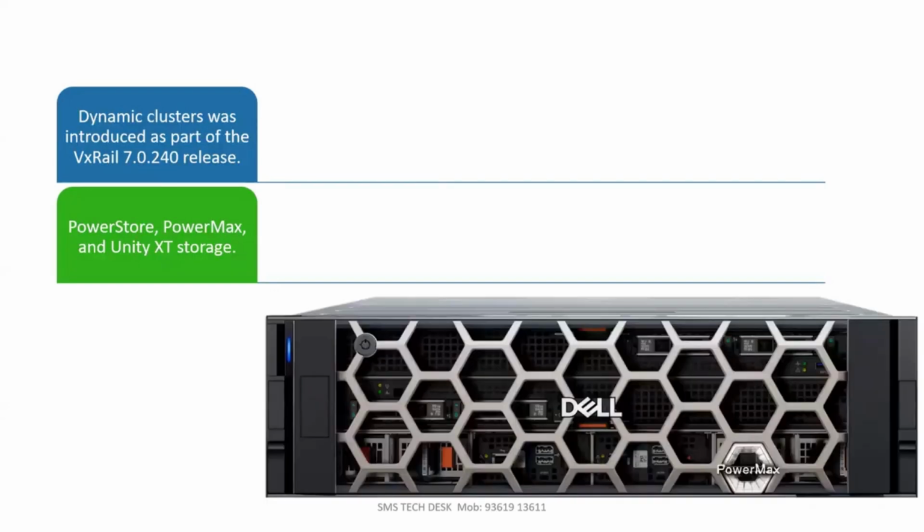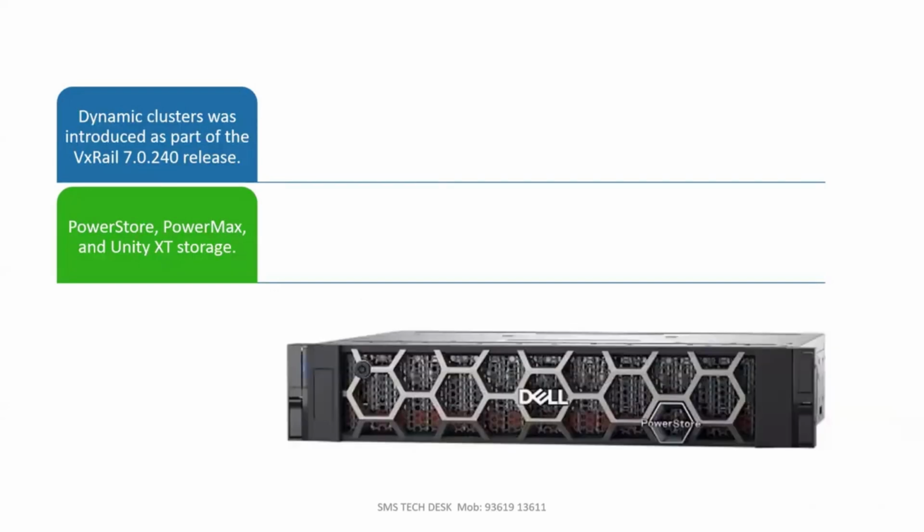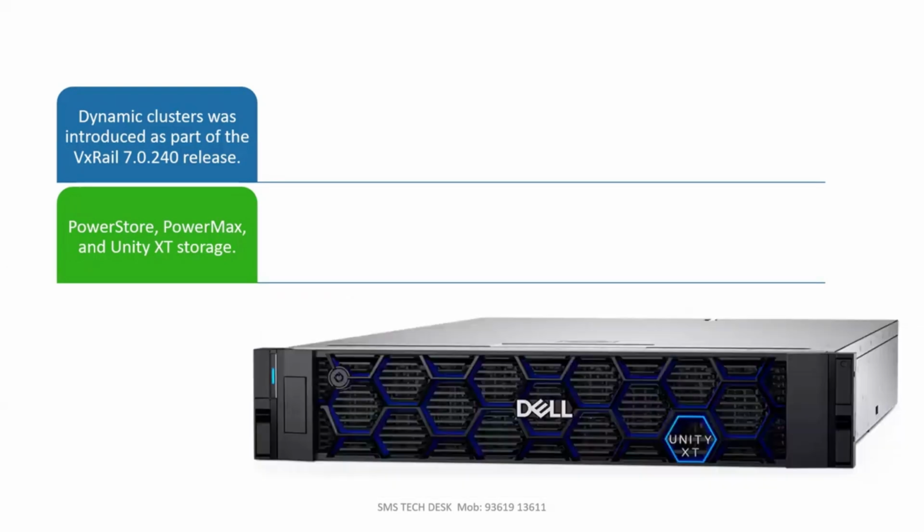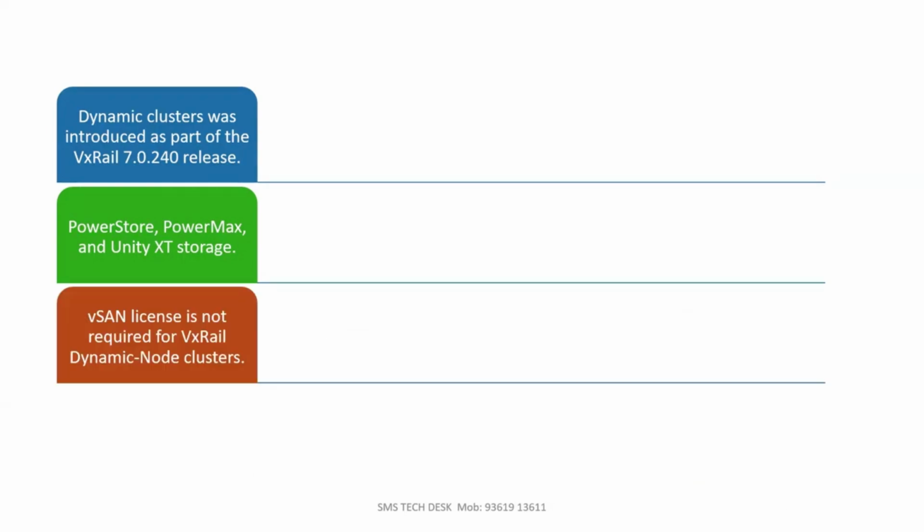So for dynamic cluster, these are the storage systems: PowerStore, PowerMax, and Unity XT. These are the three storage systems supported in VxRail dynamic cluster. Here in dynamic cluster, a vSAN license is not required, because when we go for dynamic cluster, there is no need for a vSAN datastore. You're using external storage, so a vSAN license is not required here.